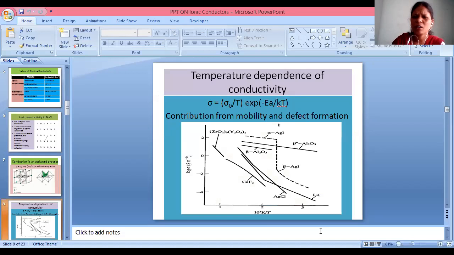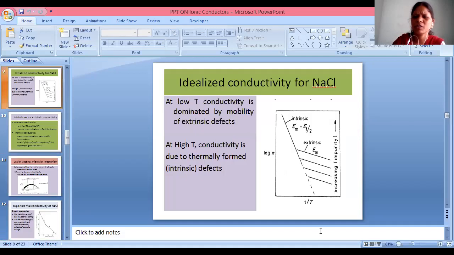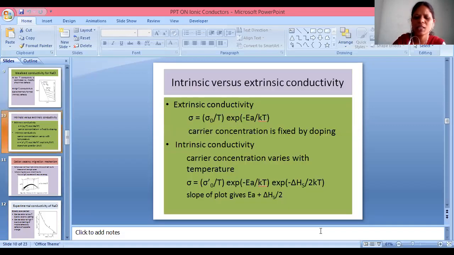Conductivity also depends upon the temperature, given by sigma equal to sigma naught by T into e to the power of minus Ea by kT. This is the relationship between temperature and conductivity. As you can see, for the sodium chloride crystal the conductivity is different at different temperatures. At low temperature, conductivity is dominated by mobility of extrinsic defects, and at high temperature, conductivity is due to thermally formed intrinsic defects, for example Schottky defects.